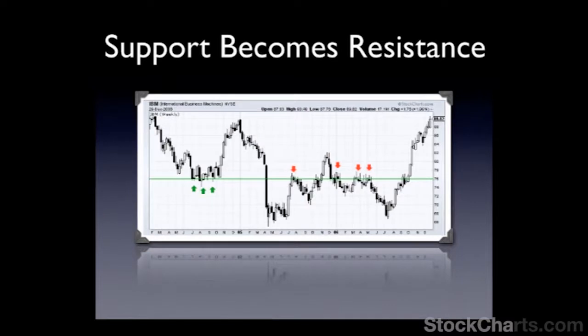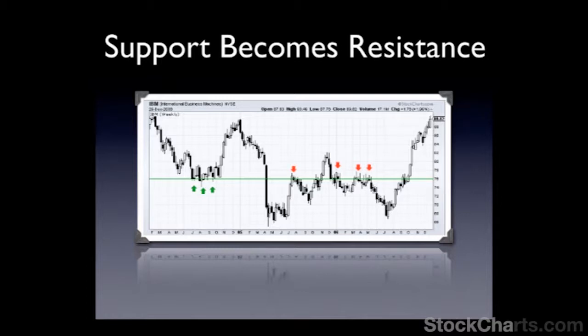This idea of support becoming resistance is one of the more interesting aspects of support and resistance. We all understand, or most of us understand, that resistance is a peak above the market, support is a level below the market. But they have a tendency to reverse roles.